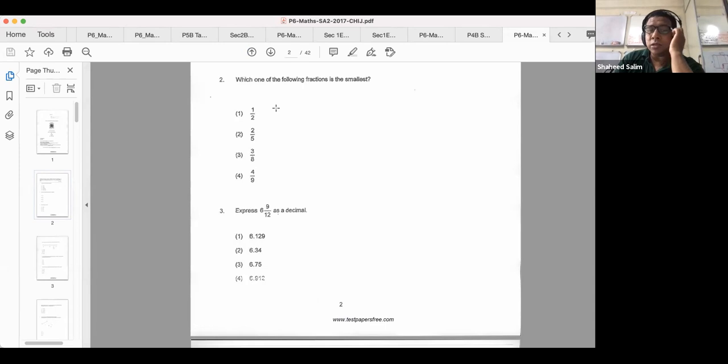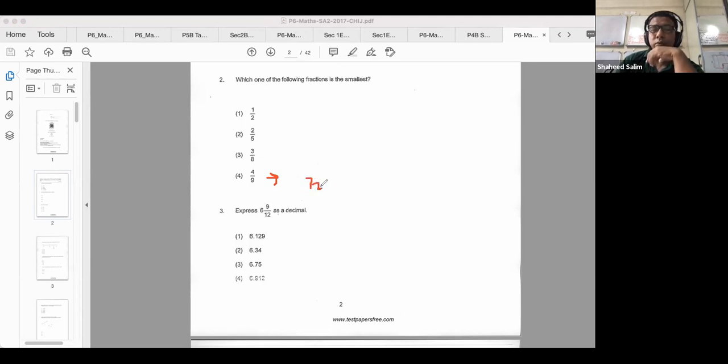In fact, you can ask yourself, if you want, we can compare it to 18 lah. Okay, let's compare it to 18. Okay, we change to 18 lah. Okay, this one times 2, you get 18. You times 2, you get 8. 8 over 18. This one, you cannot change to 18. You got to change to 72. Okay, let's see now. Okay, we change to 72 then.